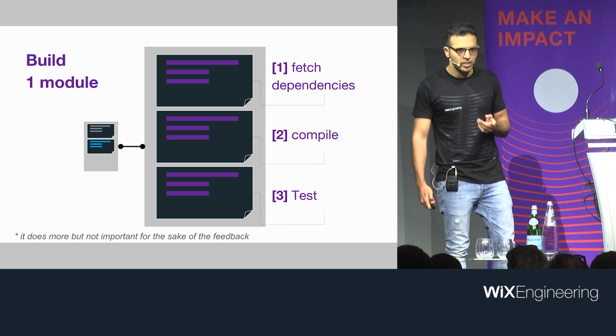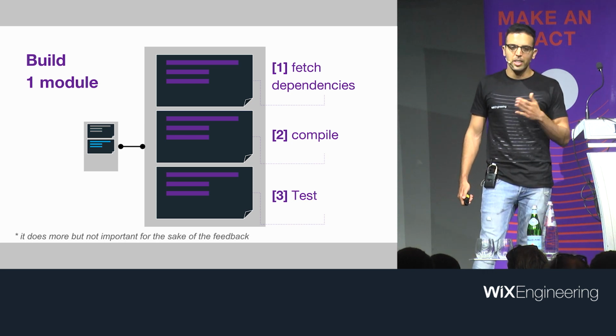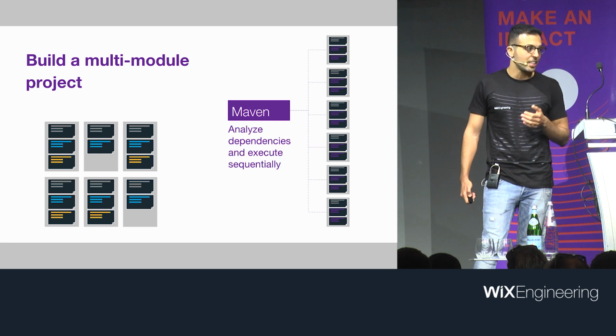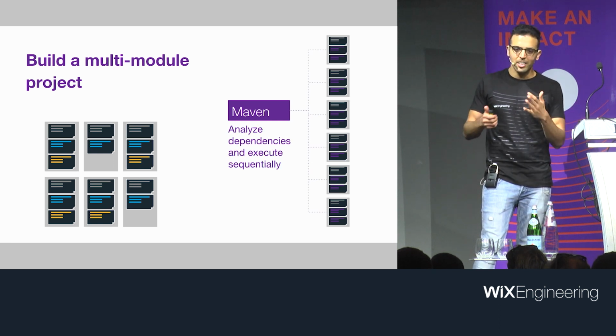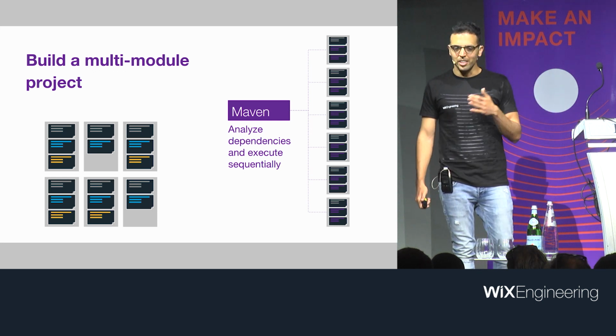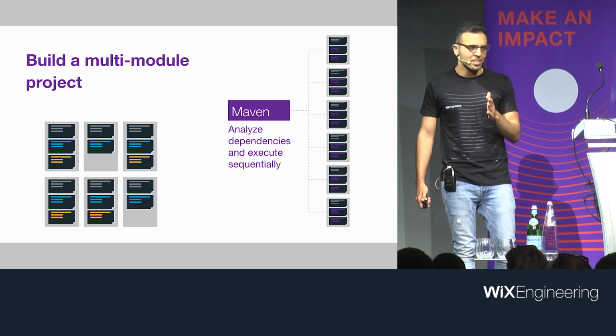When I execute Maven on a single module, it will first fetch all the dependencies, compile the code, and run all the tests. When I execute Maven on a multi-module project, it will first analyze all the dependencies, determine the execution order, and then execute itself on each module one by one sequentially.